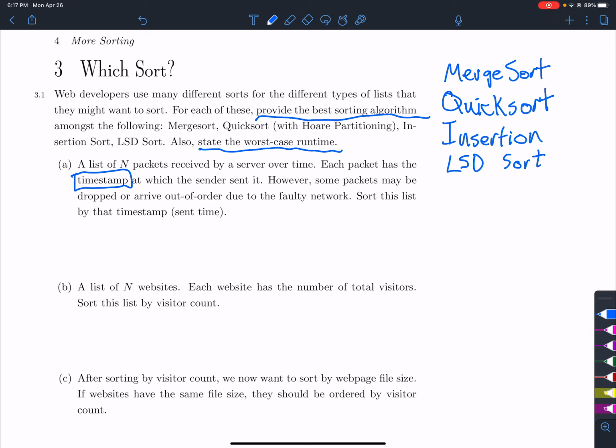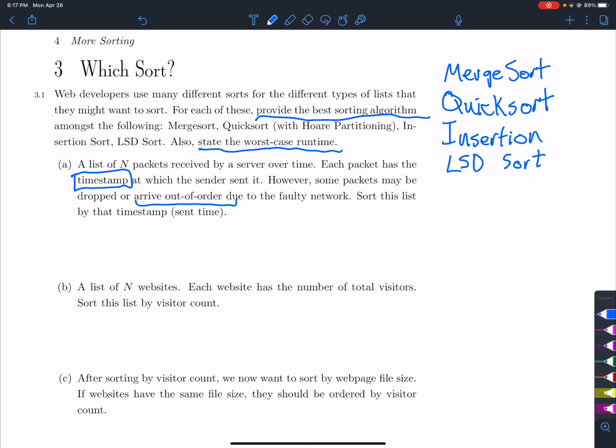And we're also told that some packets may be dropped, or they might arrive out of order due to the faulty network. So even though we expect it to be sent in the correct order, some stuff might be dropped, and some might be a bit out of order. Maybe there's a race, two of them happen at the same exact time, and we count one slightly faster because there was a lot of build up. Who knows? For some reason we're told they arrived out of order due to this faulty network, and we're told to sort this list by the timestamp.